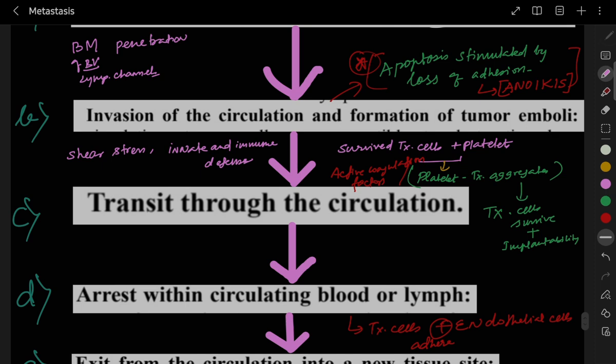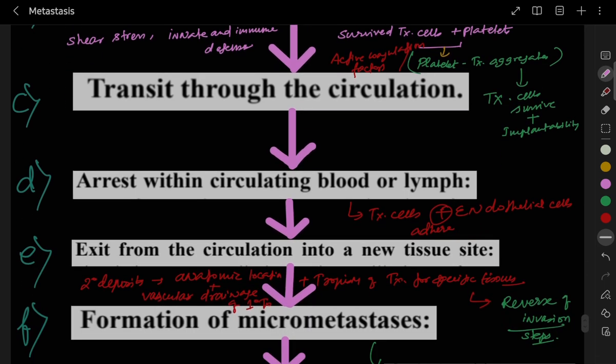Now coming to the third point, that is the transit through the circulation. So they pass through the circulation, and the fourth step is the arrest within the circulating blood or lymph, right? So they get arrested within the circulating blood or lymph. So what happens here is that the tumor cells that have survived, now it's time for their implantation, that is, they bind with the endothelial cells and adhere to them, right? The fifth one is the exit from the circulation into a new tissue site.